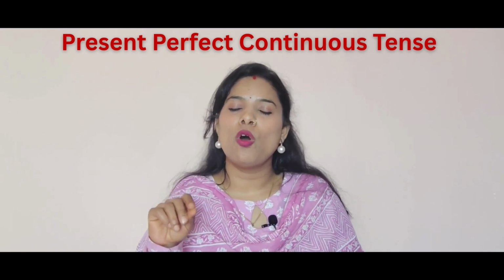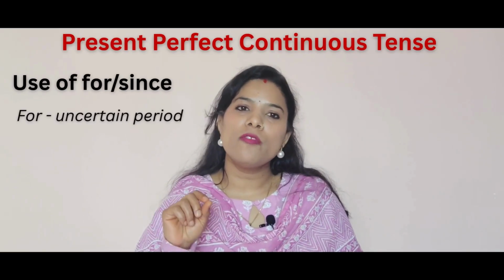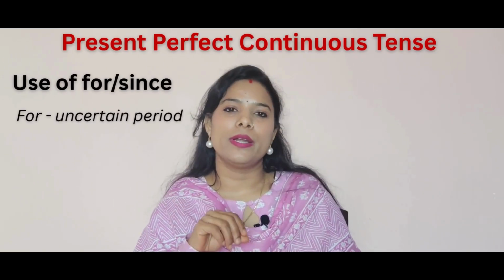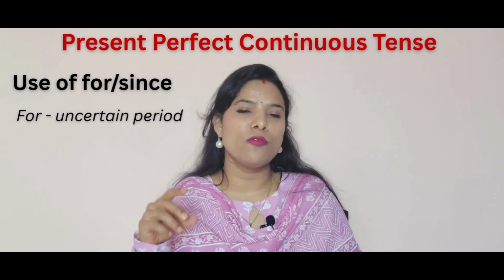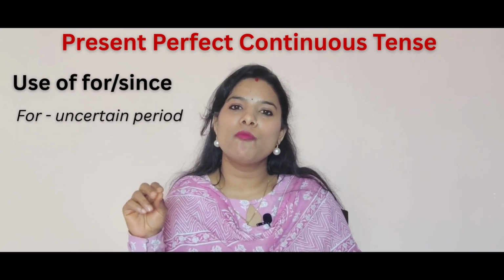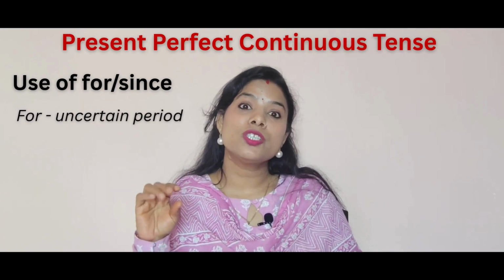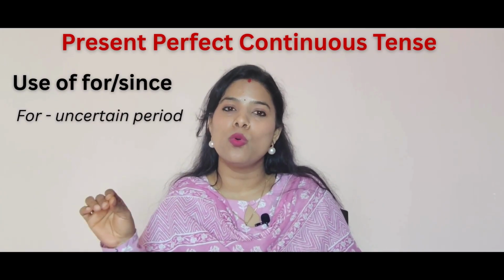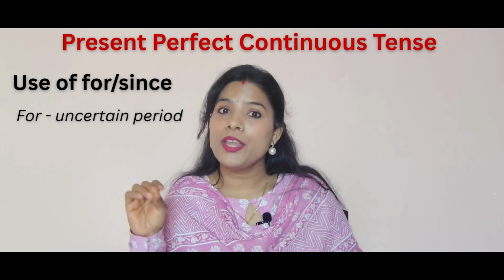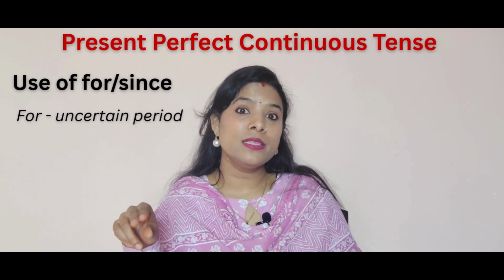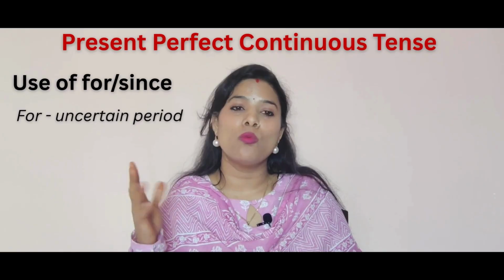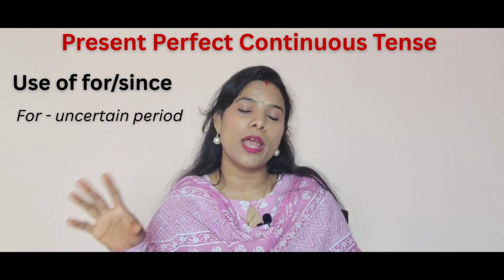Now, where to use for and since? So for we use for uncertain period, and since we use for certain period. For example, I have been learning yoga for 5 years, or she has been writing this book for 10 years. So 10 years and 5 years, we don't know what are those 10 years or those 5 years.